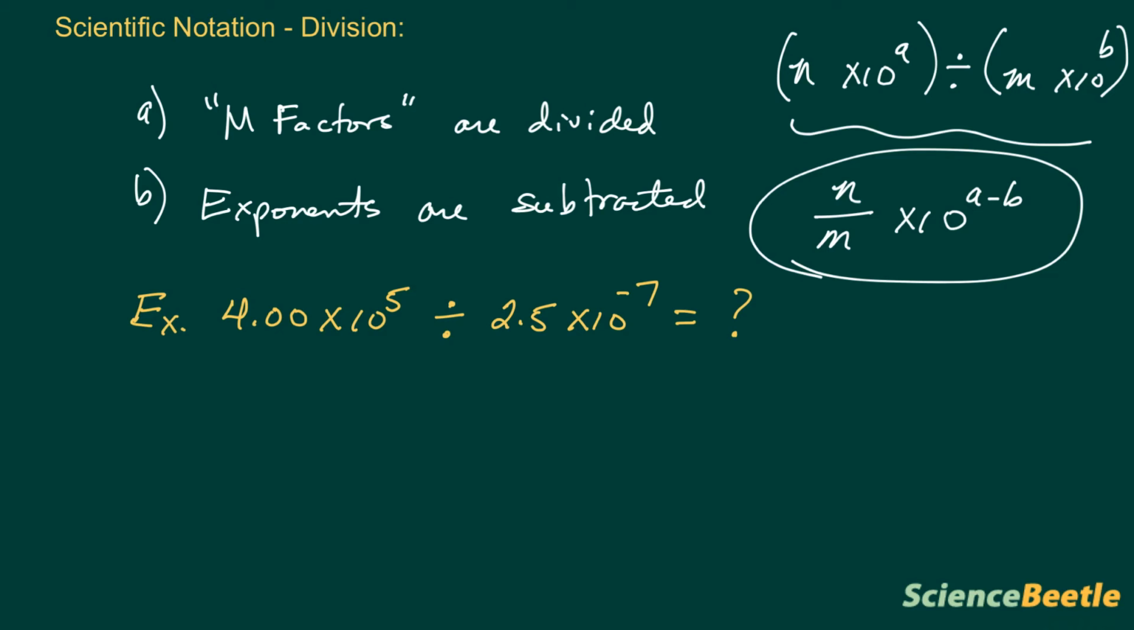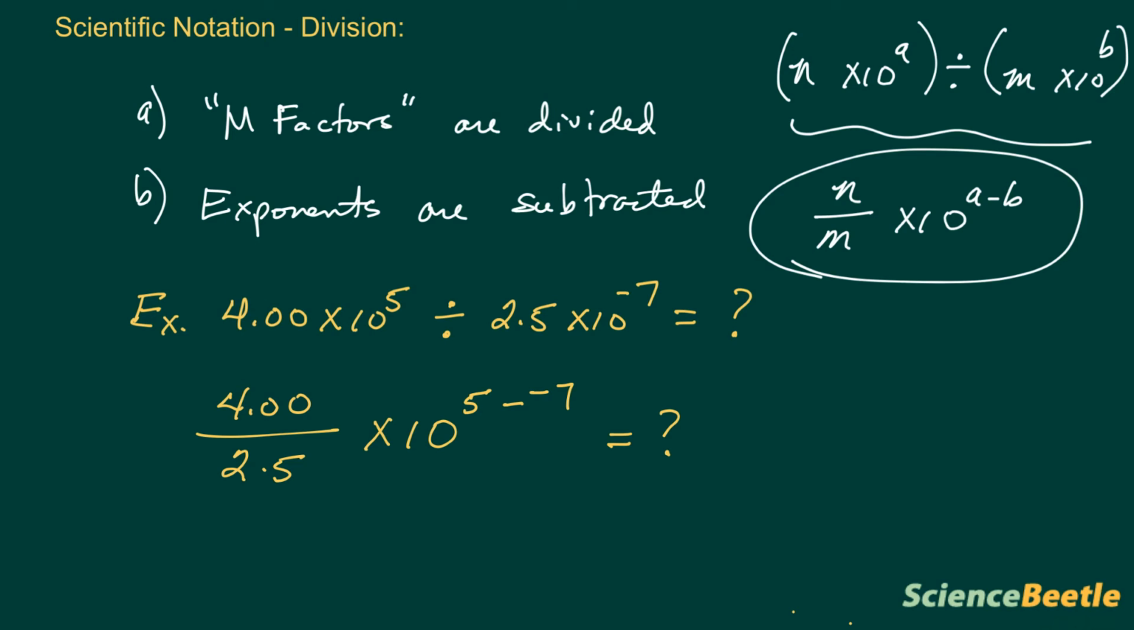So what we're going to do is solve this using the process we've got here. We take the n number, which is 4.00, and divide that by 2.5, and then we take this times 10 to the power of a, in this case 5, minus, and don't be tricked, the b number here is negative 7, so you have to put minus negative 7, and that should give us some number.